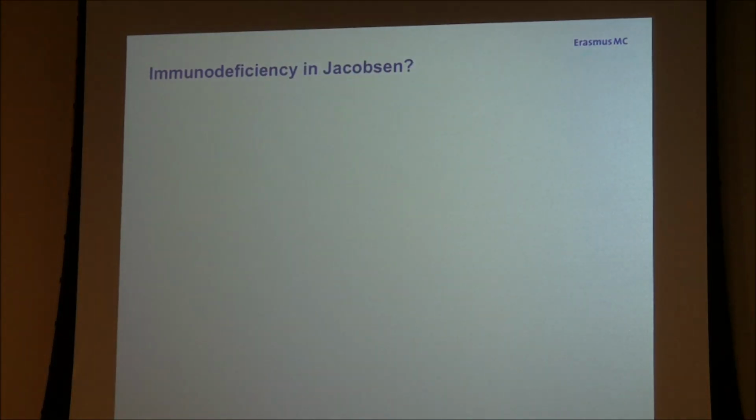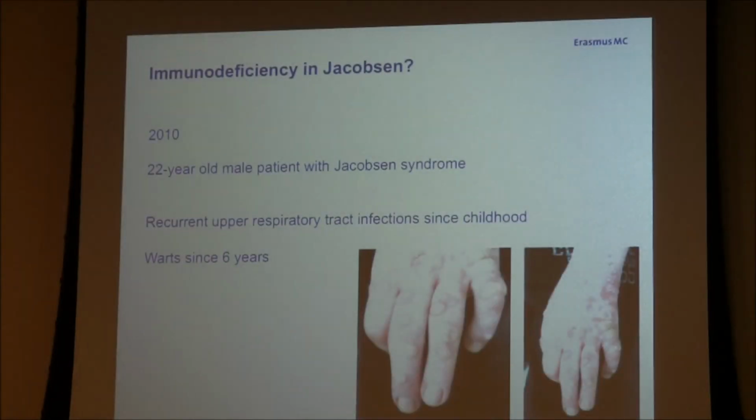So what about immunodeficiency in Jacobsen syndrome? As already said by Paul, I got involved in Jacobsen syndrome in 2010 through Jiri Schouten, the son of Ton Schouten, who was referred to my outpatient clinic. I run the outpatient clinic for primary immunodeficiencies for adult patients. This is an actual picture of his hands, with multiple recurrent warts all over his hands and feet, and recurrent respiratory tract infections. He needed antibiotic treatments for pneumonia and sinusitis around 6 to 7 times a year.